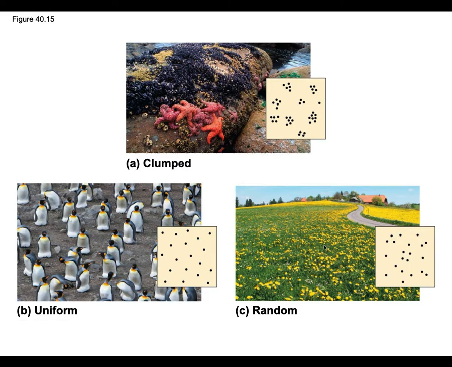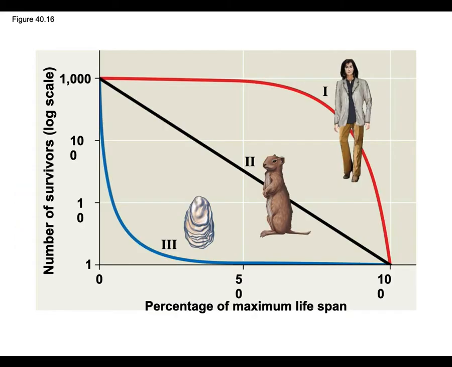Many plants tend to be randomly dispersed based on maybe wind or water pollination events. Smaller organisms tend to be clumped, maybe due to a lack of mobility, and certainly larger organisms that tend to be territorial or need more resources are often uniform in their dispersal, or relatively uniform.